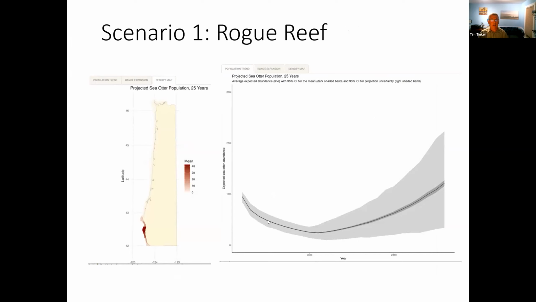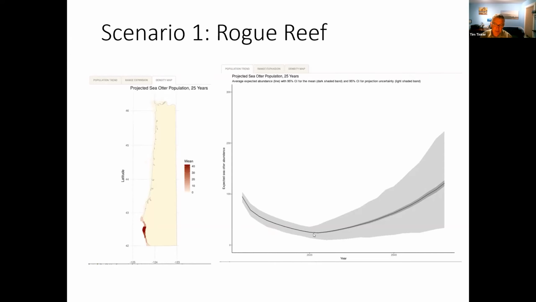Scenario 1, real brief. This shows you the projected sea otter population over 25 years. And a common feature you'll notice for all of these is that over the first 10 years or so, the population actually shrinks. This corresponds to what we've seen in most reintroductions that have been followed closely: over the first decade, the population either hardly grows at all or may shrink, in some cases even to extinction. And this is what we call the establishment phase of the population.